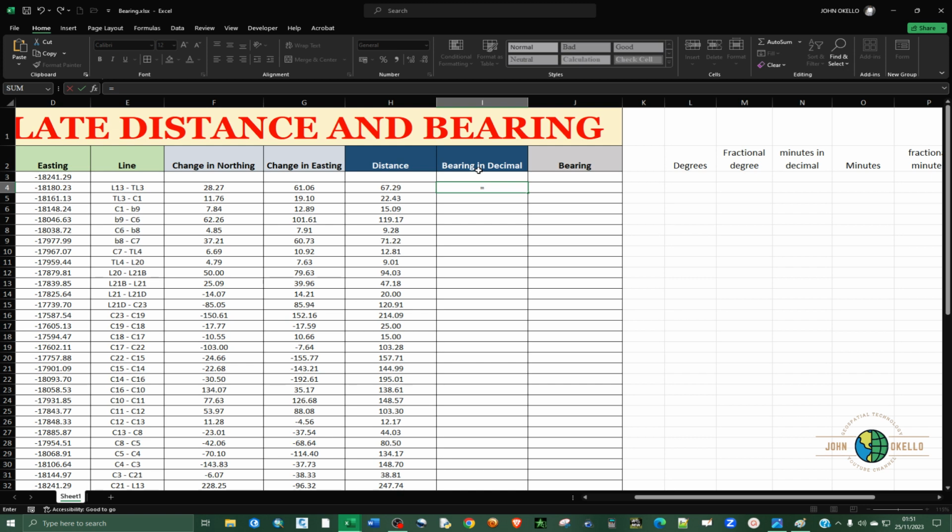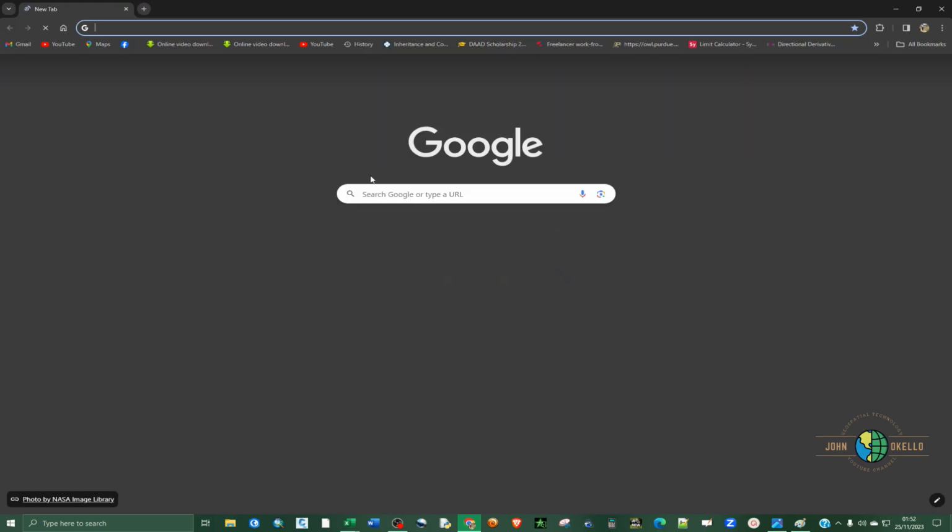So write equals, then ATAN2, double click on that and choose. The first value is the change in northing, select that and type comma, select the second value, change in easting, and then close the bracket and hit enter. Then again you can double click to copy down, but before we proceed, we say that this is now in radians as per the article that we just read from Microsoft.